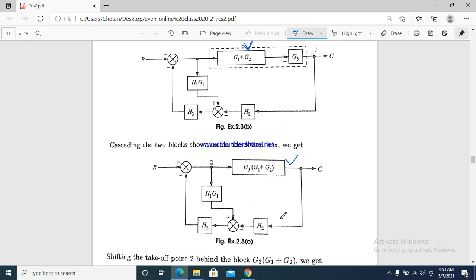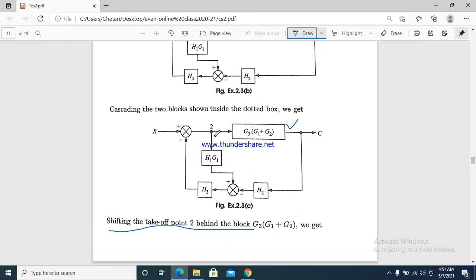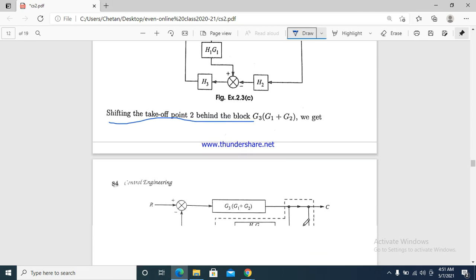Next, what happens? This is added with this, and this is also added with this, and that is multiplied by g3. You can observe that the takeoff point is shifted to behind the block. Here they have shifted the takeoff point behind the block g3, g1 plus g2. You see they have shifted like this.